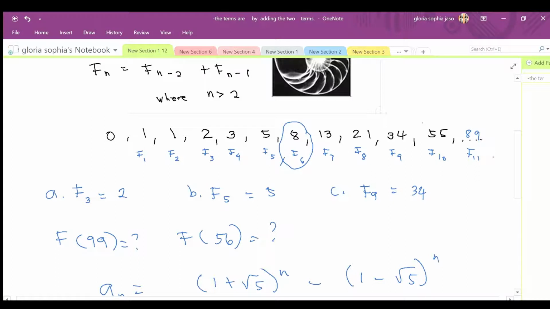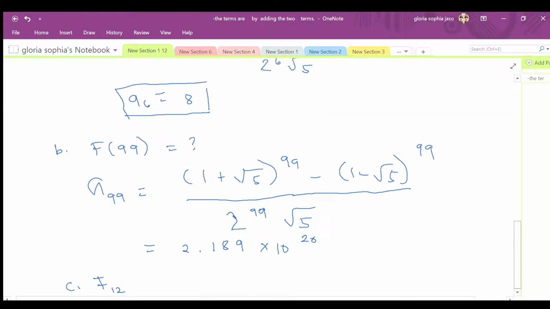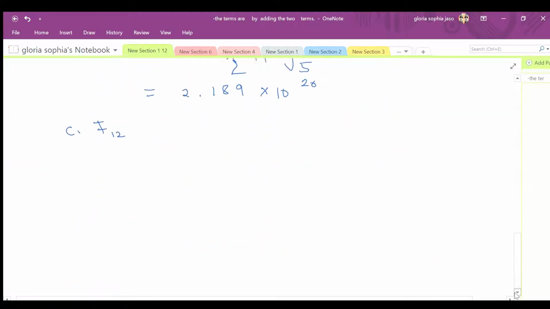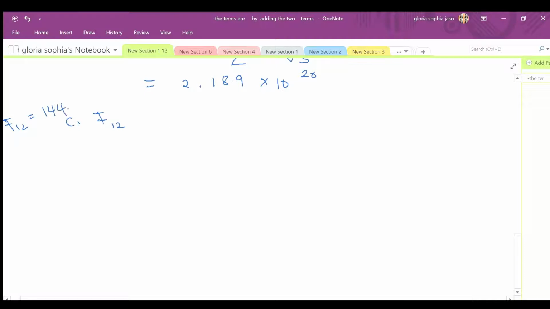And then, f of 12. So, add lang natin to. So, 144. So, yung f of 12 natin is 144. So, use natin yung formula for us to validate. So, f of 12 or f sub 12 is 144.